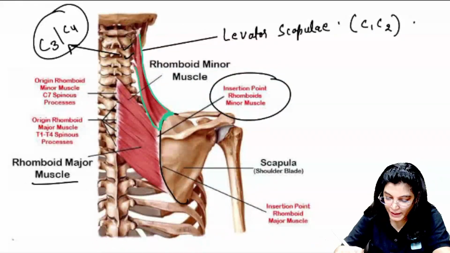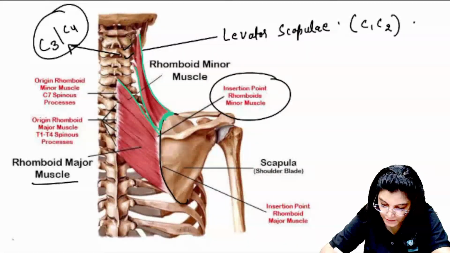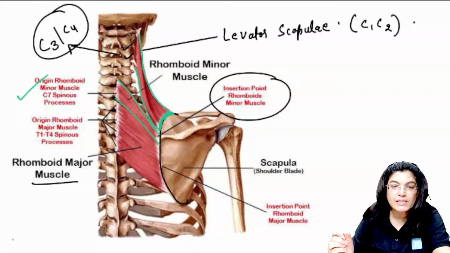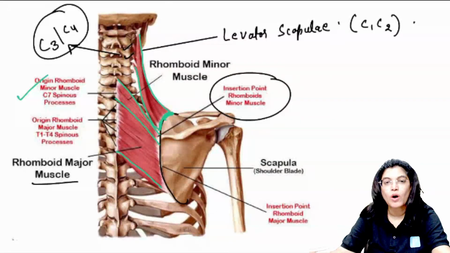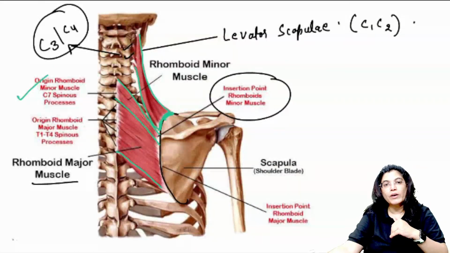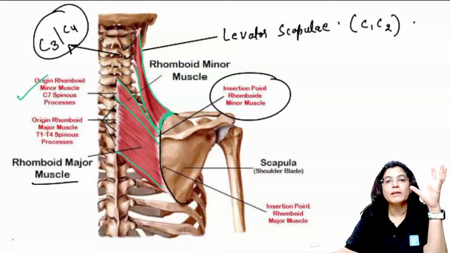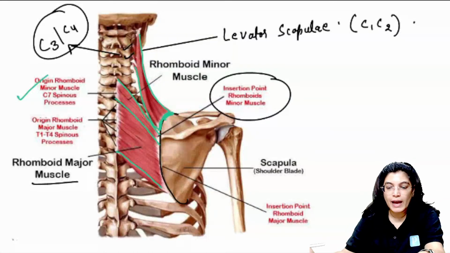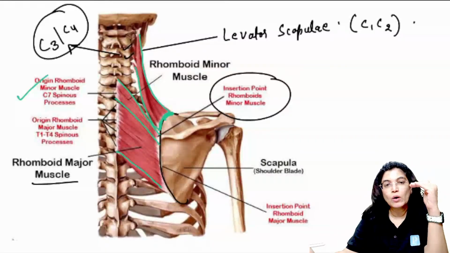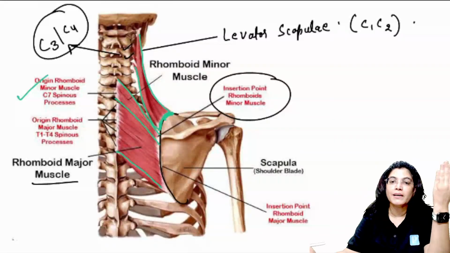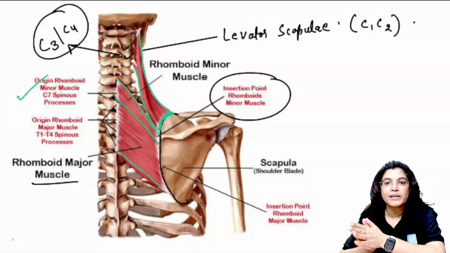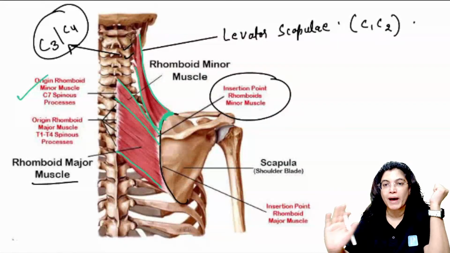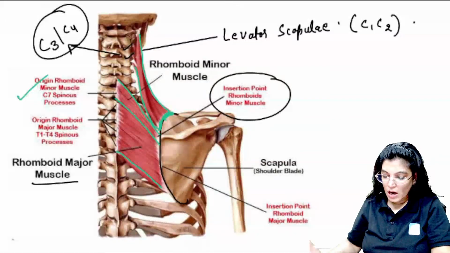Below it we have got the rhomboides minor muscle originating from the C7 cervical spine, and below it we have got the rhomboides major muscle. So from top to bottom, along the attachment on the medial border of scapula, we have the levator scapulae, below it rhomboides minor, and below it rhomboides major. So always remember, minor will lie above the major. We denote minor as children, and children are always kept above in comparison to major. So this is how you can remember.